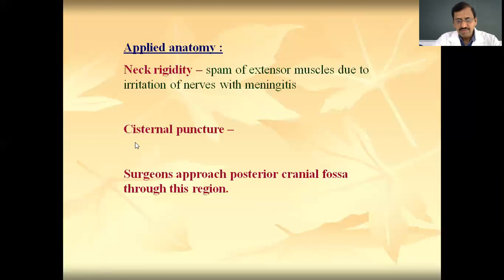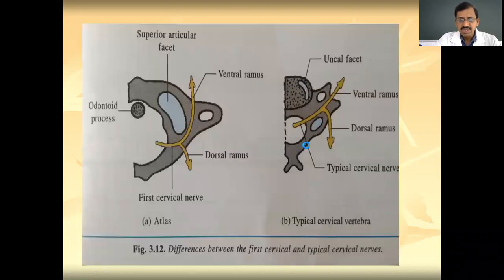the surgeon's approach to the posterior cranial fossa through this region. If they want to go into the posterior cranial fossa, especially the infratentorial compartment, because suppose there are cerebellar tumors or any clotting in this posterior cranial fossa, the surgeon approaches it through the suboccipital triangle. Okay, because of all these reasons, the suboccipital triangle is very, very important. You must have an idea about the suboccipital triangle.